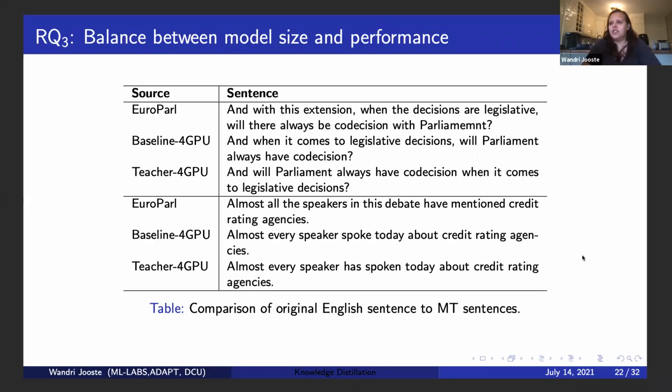And then for the sentences, this is between the baseline with 4 GPUs and the teachers with 4 GPUs. They do look quite different. So this is where human translators would be good for evaluation, just to rank how much of a difference it actually is in fluency and adequacy.